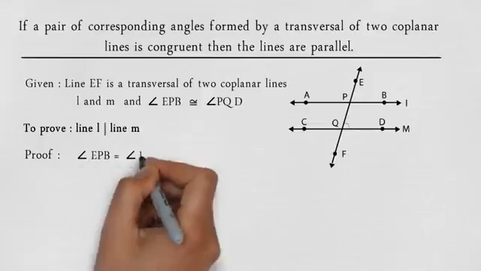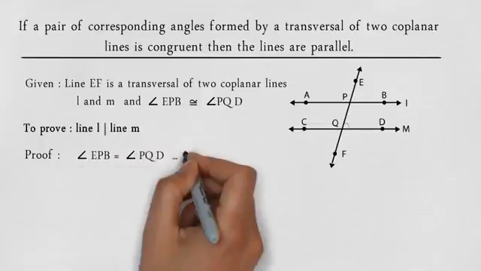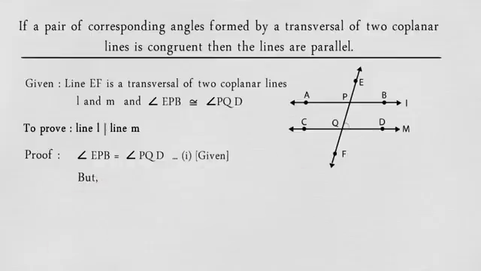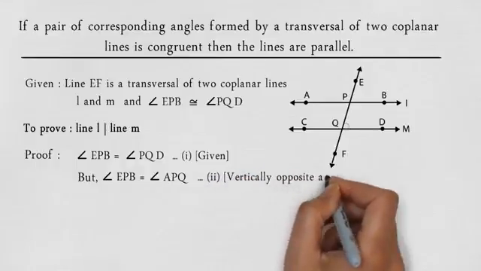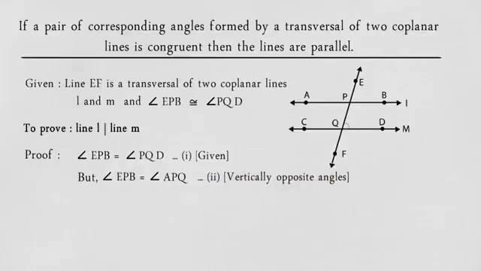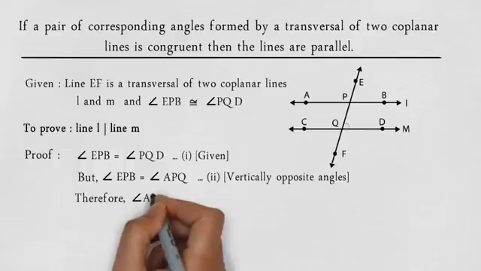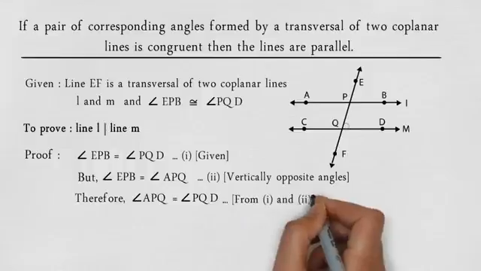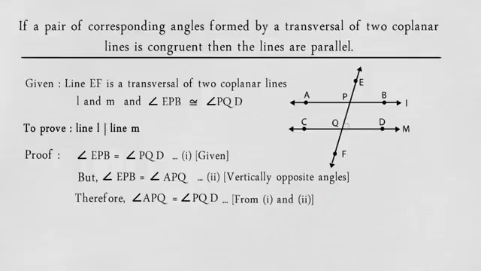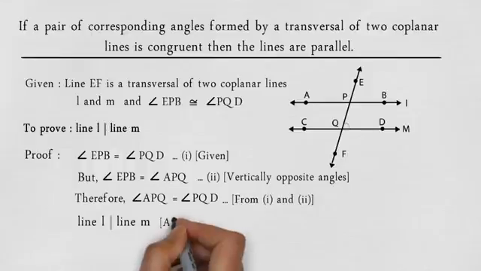Proof. Angle EPB is equal to angle PQD, that is given. But angle EPB is equal to angle APQ, that is because they are vertically opposite angles. Therefore, angle APQ is equal to angle PQD. We get this from points 1 and 2. Therefore, line L is parallel to line M.